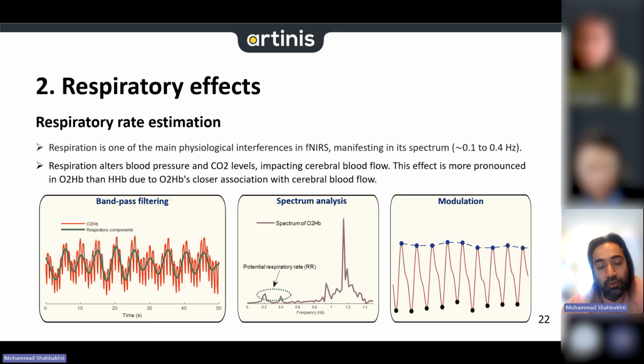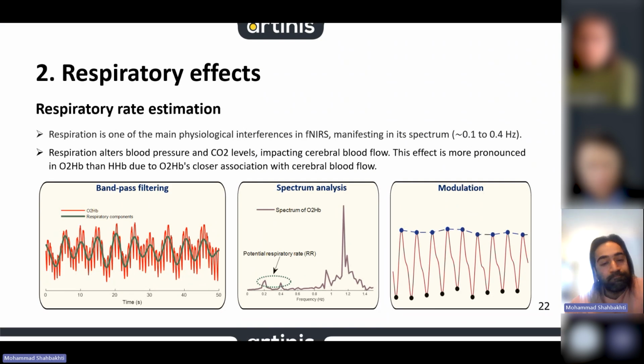The second issue, also about the spectrum analysis, is that we have two peaks at 0.2 and 0.4. So again, it's not clear which one is the respiratory rate, because the difference between them is about 100%. There is a difference if you multiply by 60. So this is another problem of the spectrum. The safest option, also suggested in the literature, is to do modulation. So I'm going to explain how we are doing the modulation for different data.